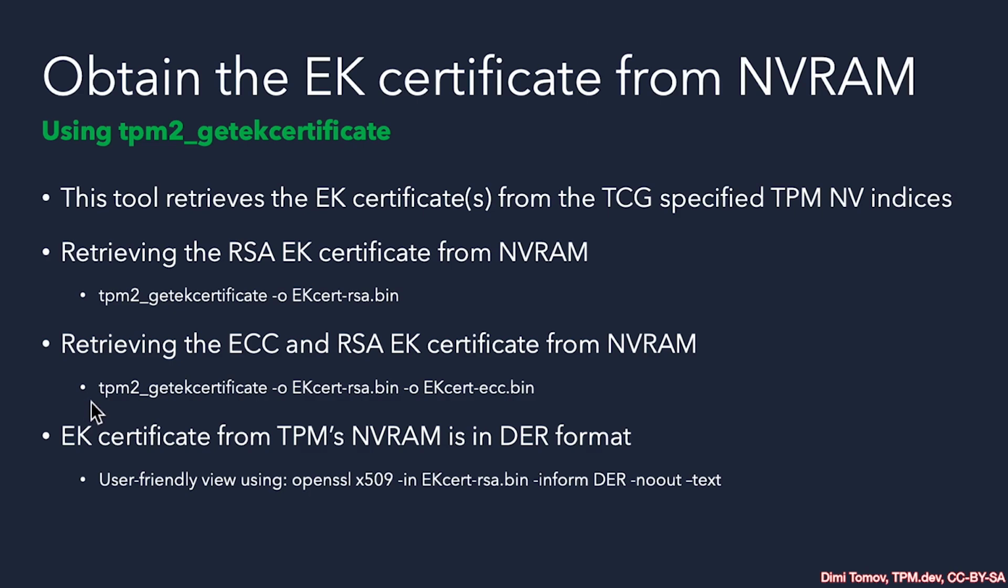When we need to extract also the ECC certificate, then we need to specify twice the -o argument for storing certificates to file. The first certificate that will be stored will be the RSA certificate, which in NVRAM space is stored ahead of the ECC certificate. And then we'll also receive the ECC certificate as a separate file.